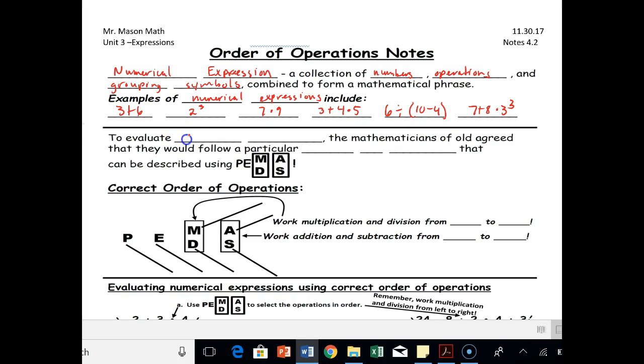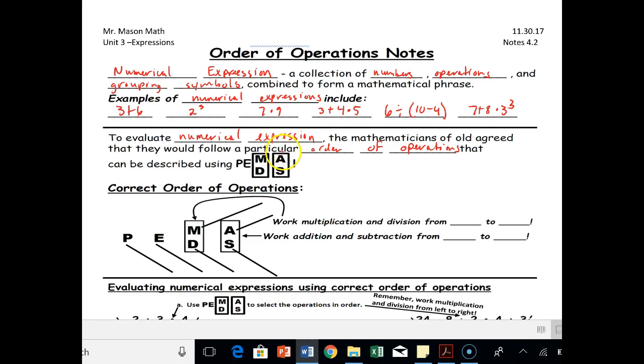So to evaluate a numerical expression, the mathematicians of old agreed that they would follow a particular order of operations, which is exactly what we've been working on yesterday and now today. And that's described as using PEMDAS.